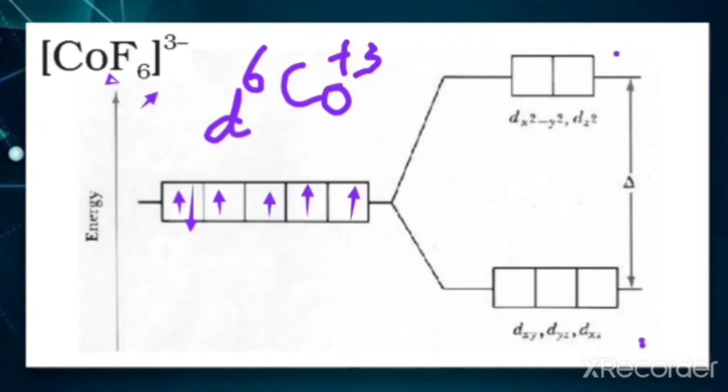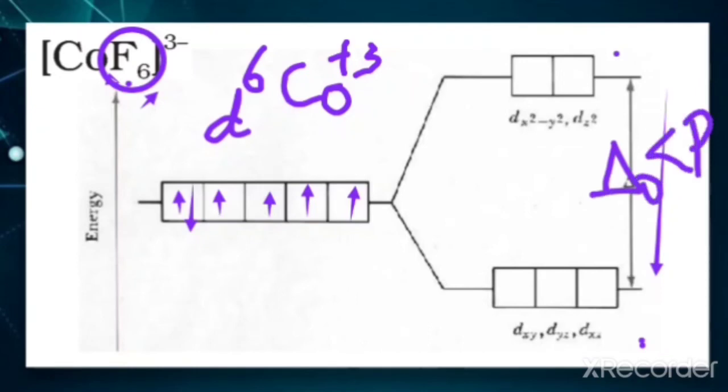And here, when you look, the ligand is actually a weak field ligand, that is F- is a weak field ligand. So the splitting between these two will be less, that is the delta 0 value is lesser compared to the pairing energy. That means the possibility of pairing is less because the pairing energy is greater and delta 0 is smaller, meaning the electron can easily move into the above set.